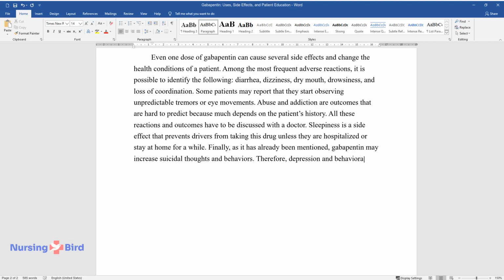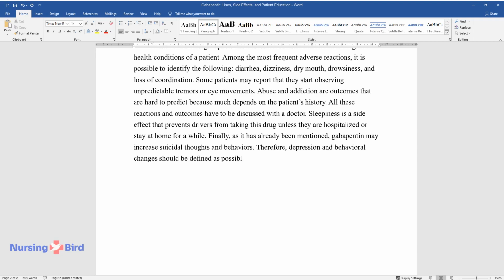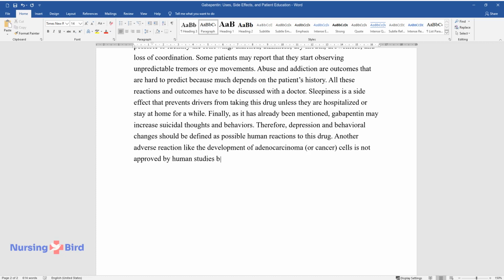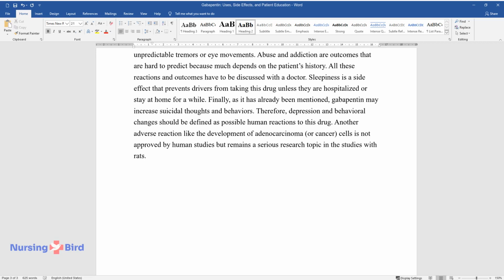Therefore, depression and behavioral changes should be defined as possible human reactions to this drug. Another adverse reaction, like the development of adenocarcinoma or cancer cells, is not approved by human studies but remains a serious research topic in the studies with rats.